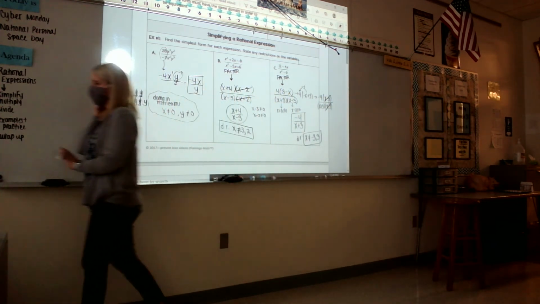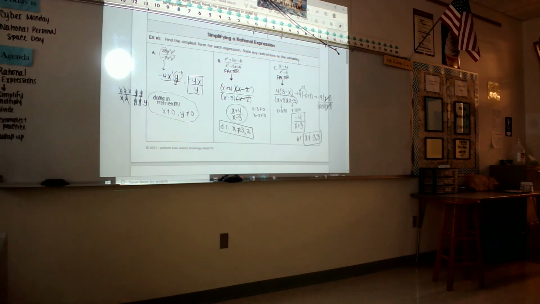So I'll leave that up for a second. Main goal, reduce as much as you can. We might have to do a little factoring in the process to see what the common factors are. And then once you have everything settled, canceled and reduced, just make sure you list your domain restrictions, which is where the denominator cannot equal 0.